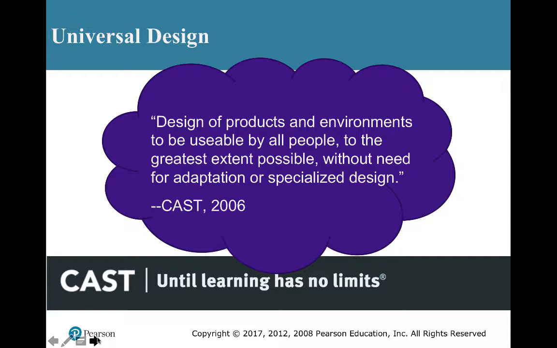So AT comes essentially under this umbrella, and CAST is the organization. If you were to Google CAST, you'd find their professional organization and website that really helps us to understand universal design for learning. And essentially, they say that it is the design of products and environments to be usable by all people to the greatest extent possible without need for adaptation or specialized design. So they're looking at lesson planning and everything we do in schools to be designed in a way that it's universal for all children. But if assistive technology needs to be a part of that, then certainly that's provided to the child.